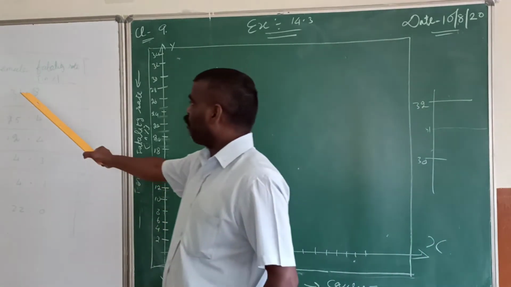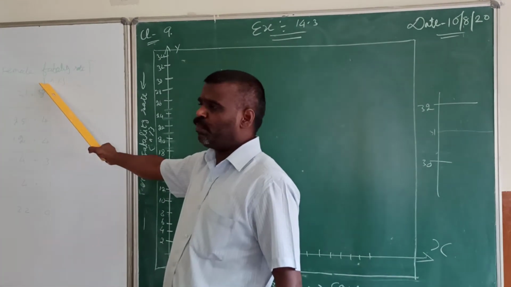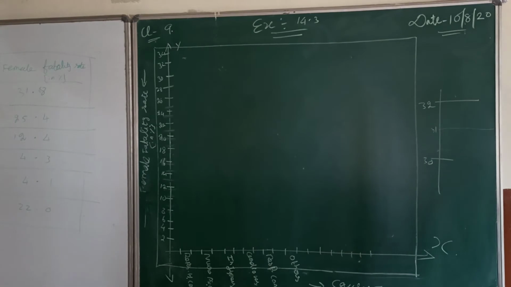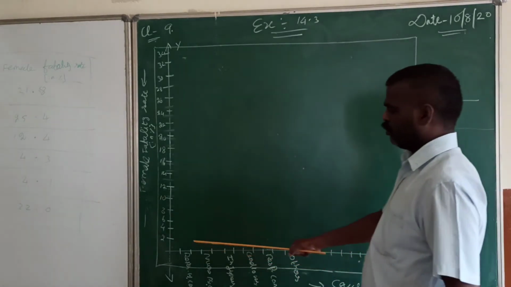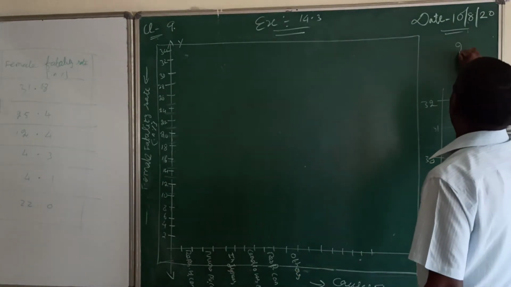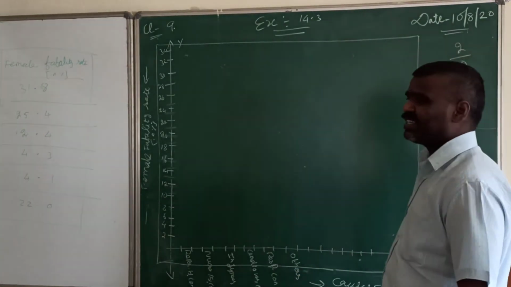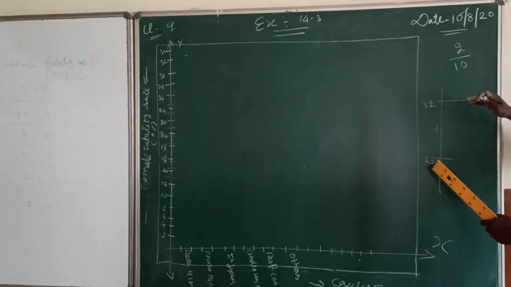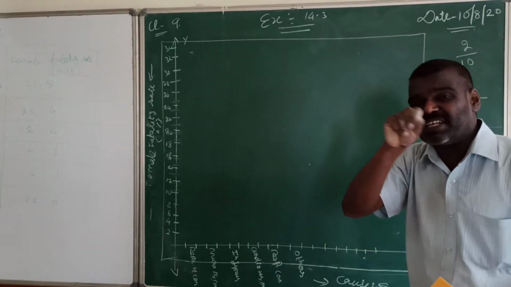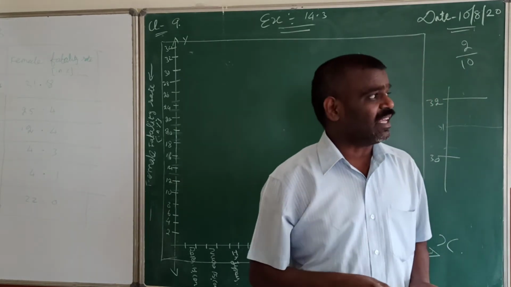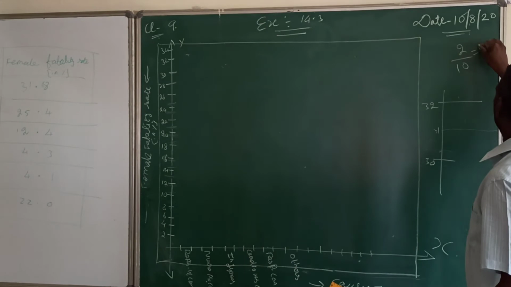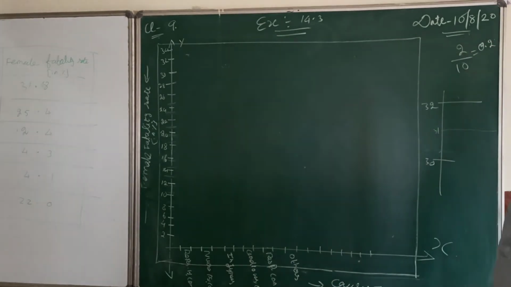But 31.8, right? How to put 31.8? Look at this. How much is the increase? 2, 2, 2, right? So 2 divided by 10. Why are we going to divide by 10? Because in between one number and another number, in every box, how many small lines are there? There are 10 small lines, right? So you are going to divide by 10. So how much will we get? 0.2 units.